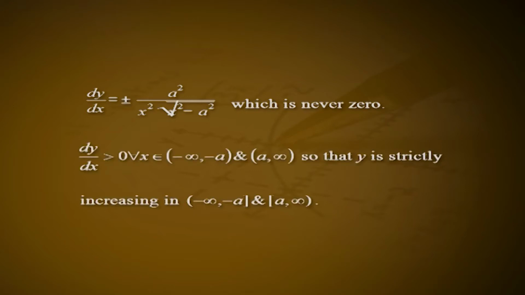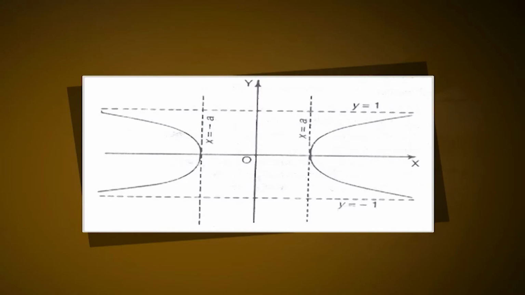Sixth, dy/dx = ±a²/(x²√(x² - a²)), which is never 0. dy/dx is greater than 0 for all x belonging to the open intervals (-infinity, -a) and (a, infinity), so that y is strictly increasing in the left open interval (-infinity, -a) and the right open interval (a, infinity). The curve is traced in figure 3.